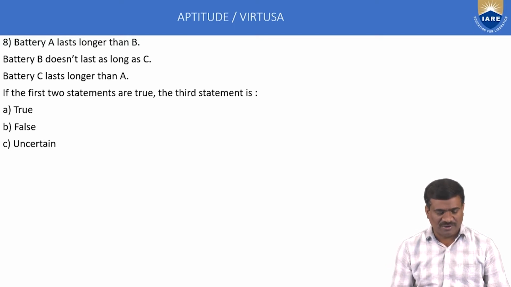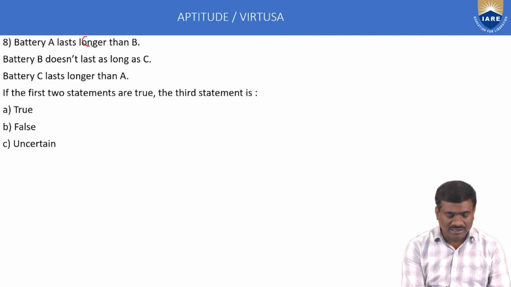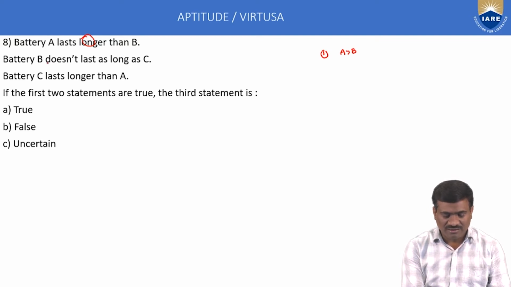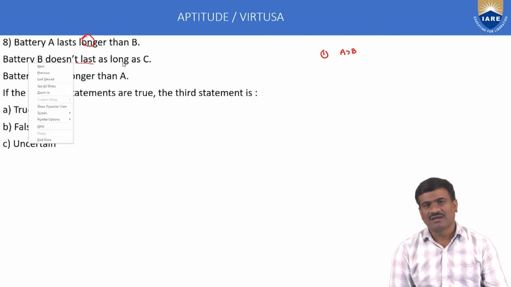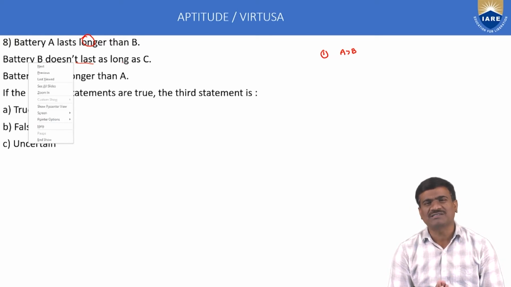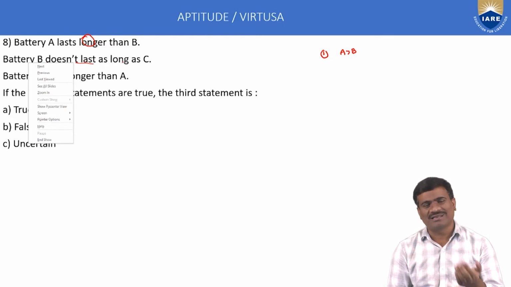Eighth one, first statement: Battery A lasts longer than B. Longer indicates greater than, shorter indicates less than. So first statement, longer means A greater than B. Second statement: B does not last as long as C. Does not means either less than or equal to. Two conditions are possible, using the comparison test with greater than, less than, equal symbols.